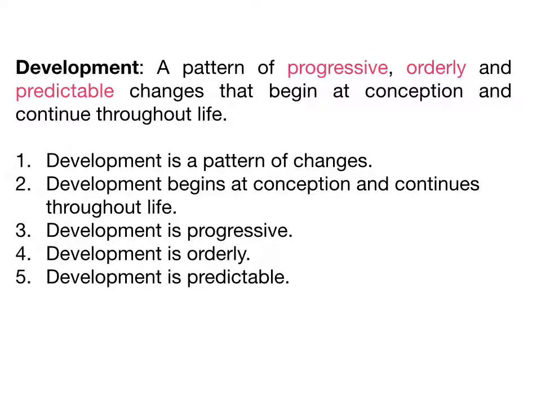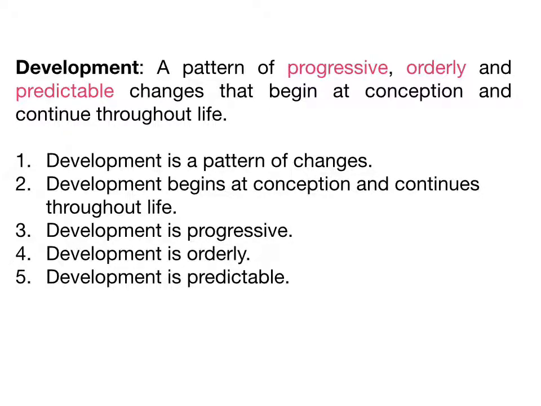3. Development is progressive. Now, what do we mean by development is progressive? The word progressive means that the pattern of changes follow a certain direction. So there is always a direction in which changes happen. So by progressive we mean two things. One, there is a direction to the changes which take place from conception till old age. And two, there is a definite relationship between the stages of these changes.